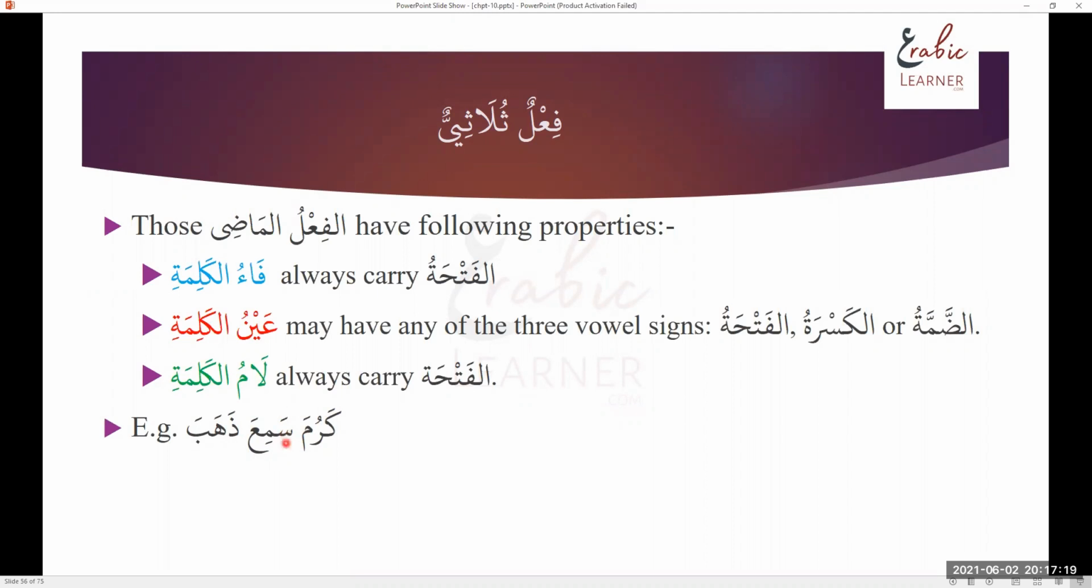So fa kalima is again taking fatha, lam kalima is taking fatha, but ain kalima is kasra, because ain kalima keeps on changing. Mim is ain kalima here. Karuma. Again, fa kalima is fatha, lam kalima is fatha, but ain kalima has changed, and in this case, it is taking dhamma. Okay. Understood, brothers and sisters?